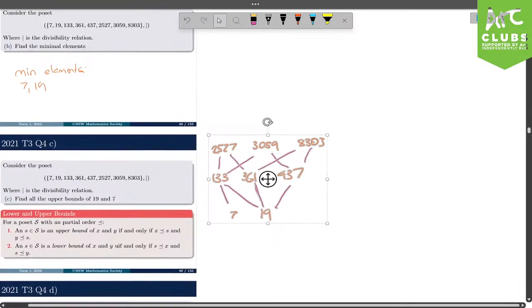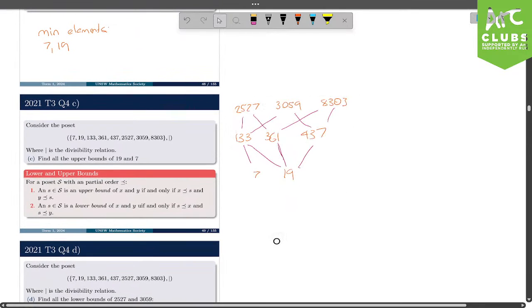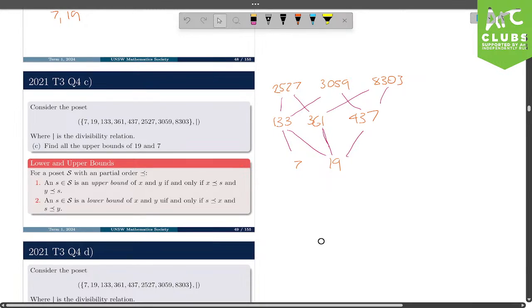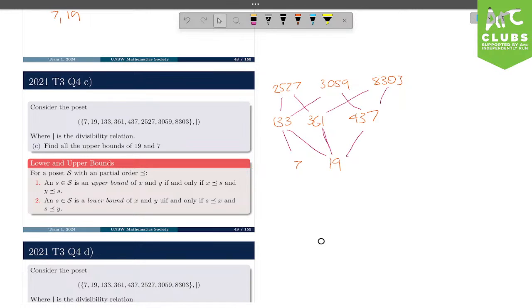So okay, part C. Now instead of looking at the greatest and the least, we'll look at the upper bounds of 19 and 7. An upper bound of some elements x and y is an element that is greater than x and greater than y, relating to them in that sense. Similarly, an element is a lower bound if and only if it is less than x and less than y.